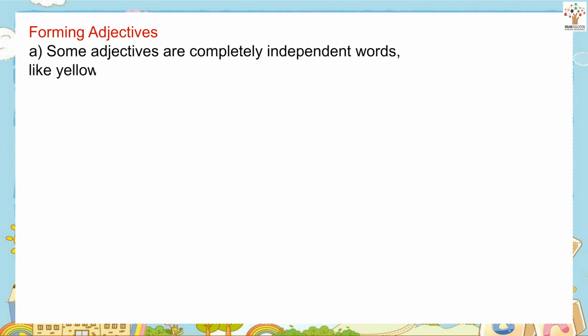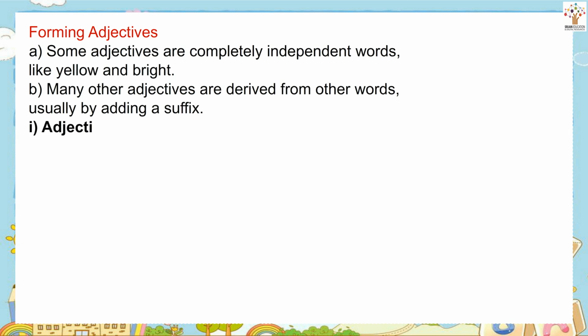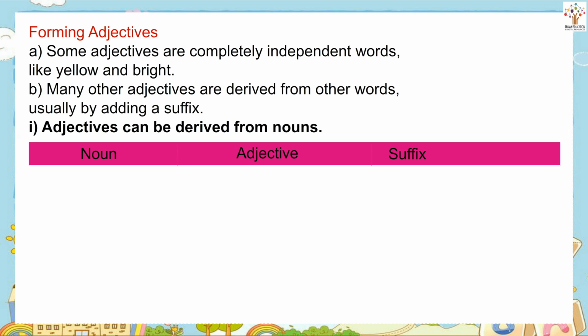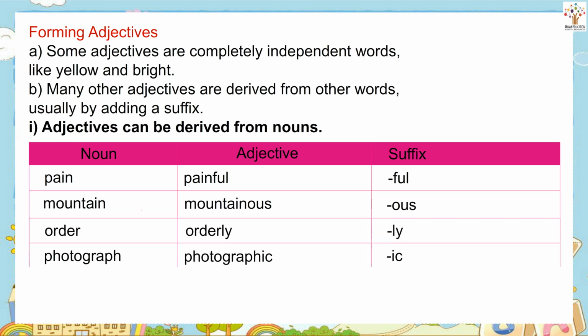Forming adjectives. Some adjectives are completely independent words like yellow and bright. Many other adjectives are derived from other words, usually by adding a suffix. Adjectives can be derived from nouns. Noun, adjective, suffix. Pain, painful, ful. Mountain, mountainous, ous. Order, orderly, ly.